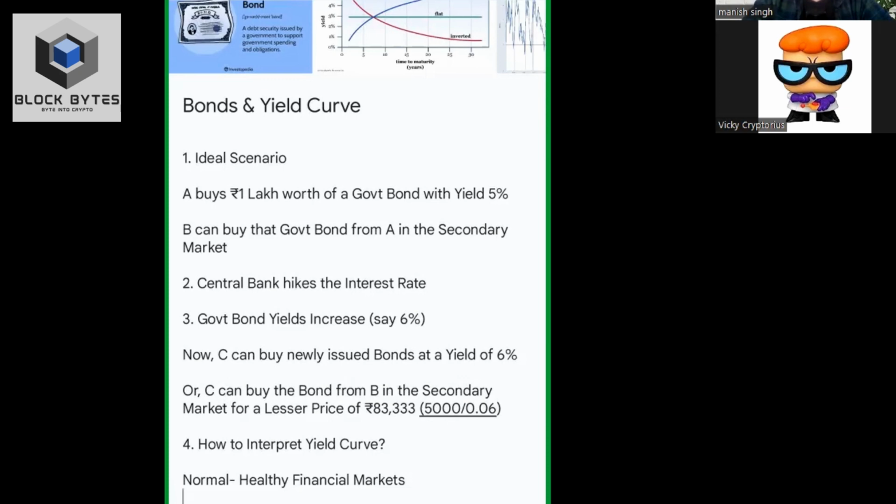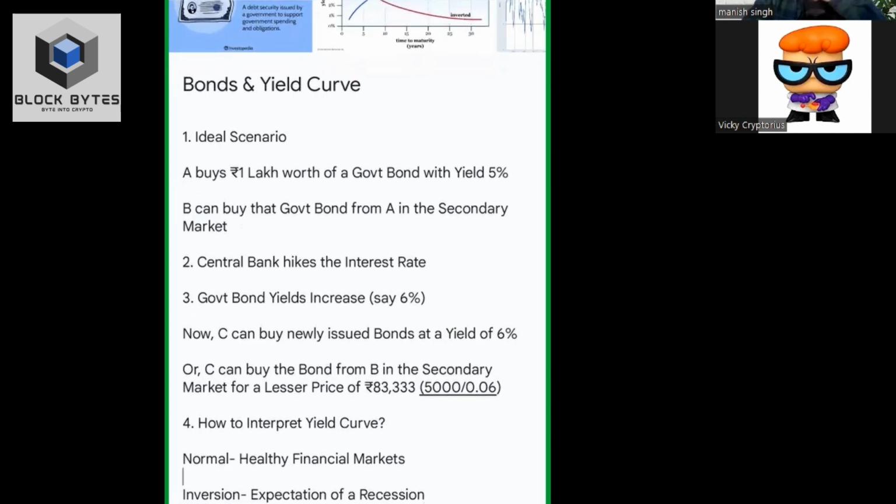Now, since you have seen this, we have to understand that C actually gets the bond for a lesser amount, at a price of 83,333. What we could see here is, when the central bank hikes the interest rate, the bond price comes down, and the yield goes up. This is the inverse relationship I was talking about. So the rate hike causes a price reduction. I've given a very simple example.